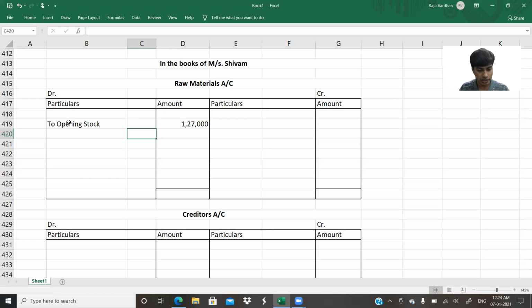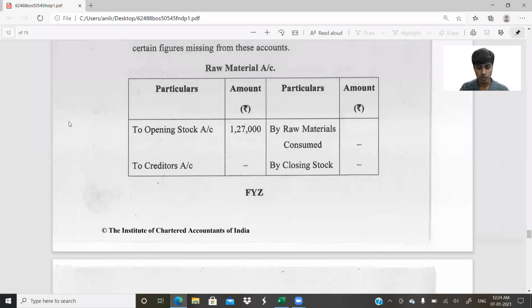Yep, to creditors. They've told that there is an item called to creditors that is for purchases made. Whenever you make purchases of raw material account, debit to creditors account will be the journal entry. So in raw material account, we will write to creditors, that is purchase. Purchase of raw materials. This data you would get it from creditors account. So that is not given.